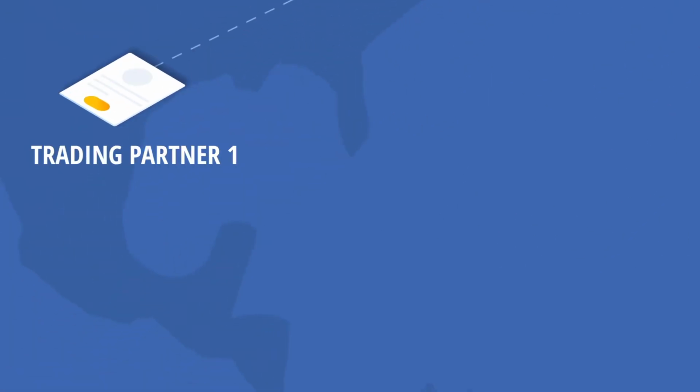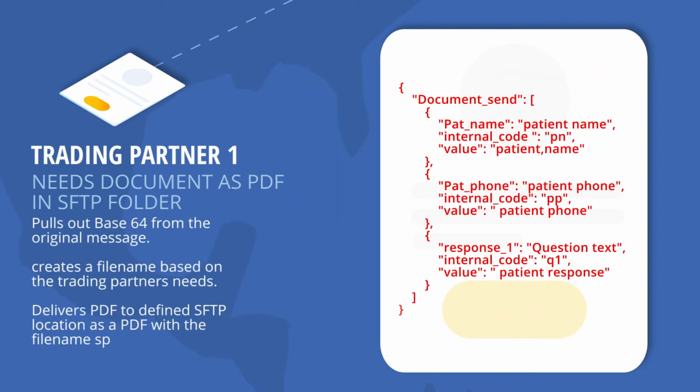Let's say Trading Partner 1 needs a document as a PDF in an SFTP folder. We can pull out base64 from the original message and create a file name based on the trading partner's needs, and then deliver that PDF to the defined SFTP.